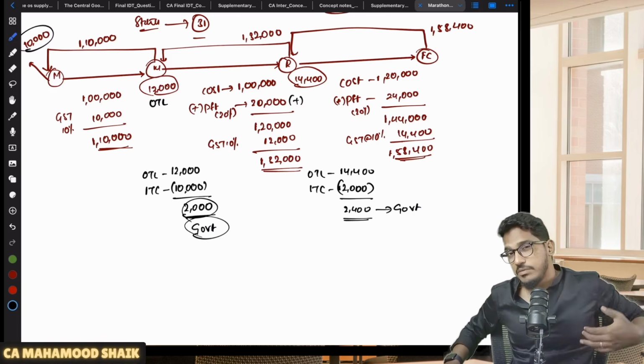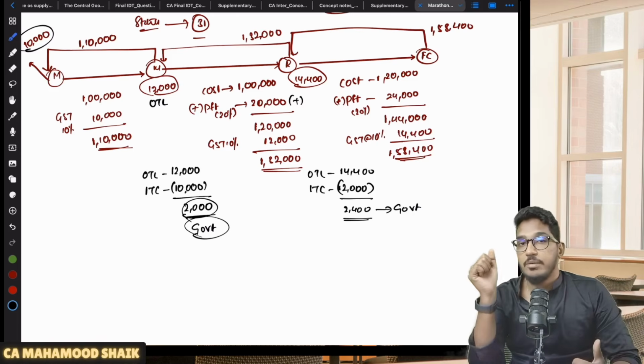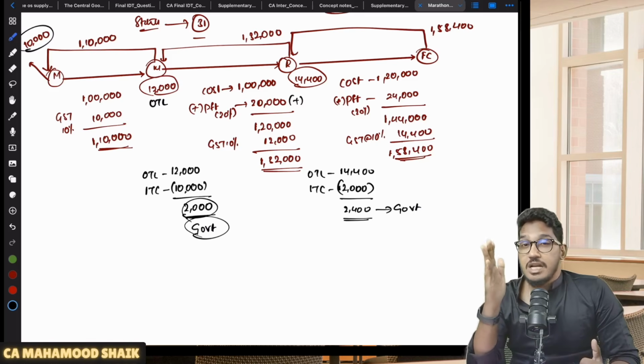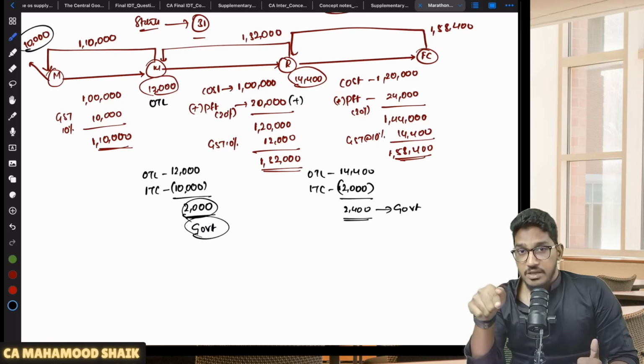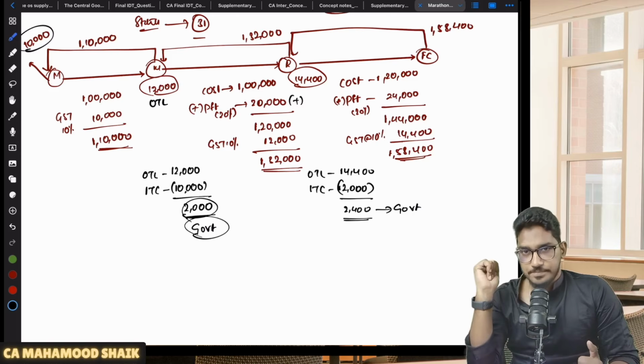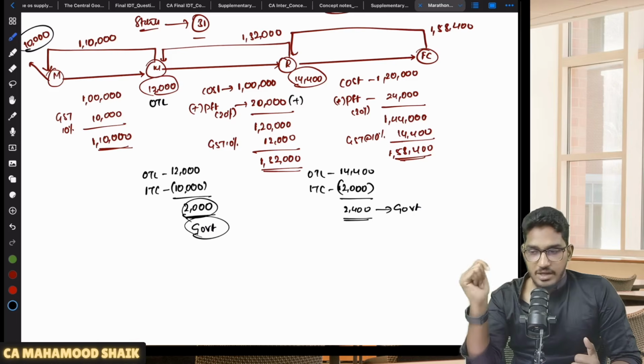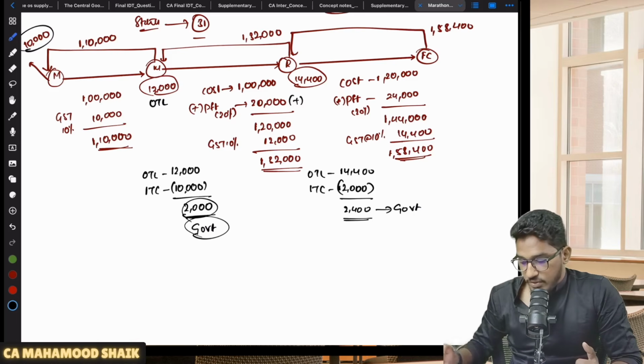Why can't he go and cry before the government? I already told you the first fundamental principle of GST: GST has to be borne by the final consumer. Are you the final consumer? Yes. Then suffer GST. Suffer with the amount of GST. So this final consumer can't go and cry now. This entire 14,400 of GST he has to pay.